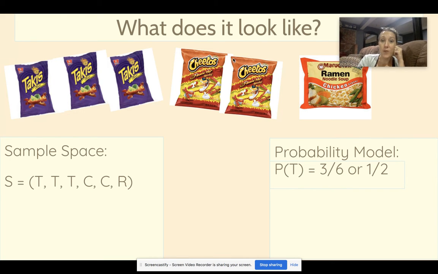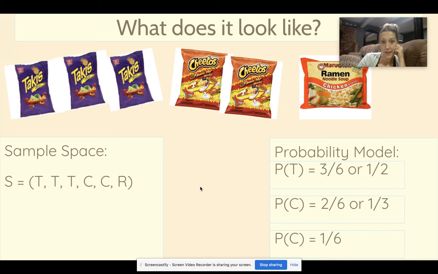If I'm doing this for hot Cheetos, I can look at my sample space and see I have 2 C's. So the probability of C would be 2 out of 6, or 1/3. For ramen, there's only a 1 in 6 chance because there's only one R out of these 6 different choices. There's only one R in our sample space, so that would be 1/6.